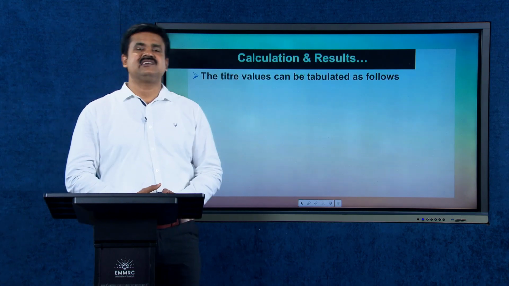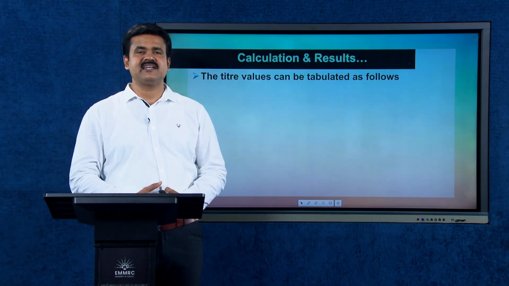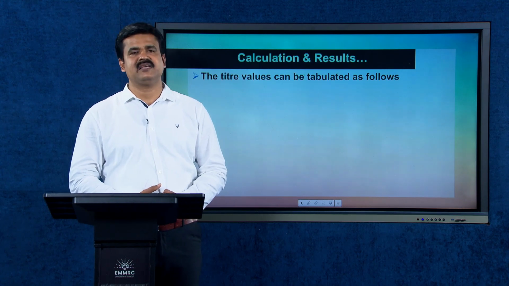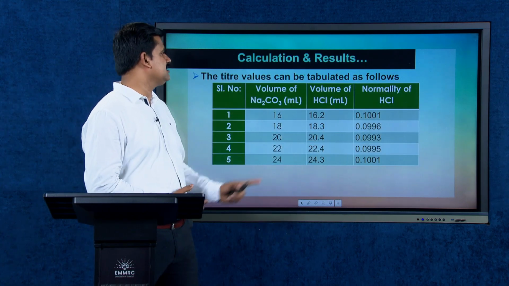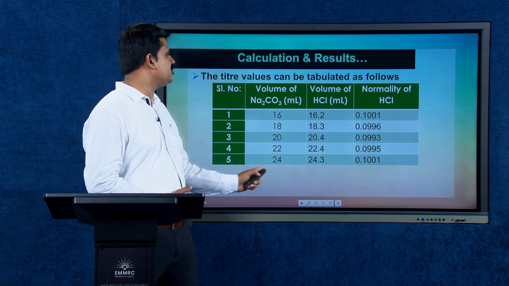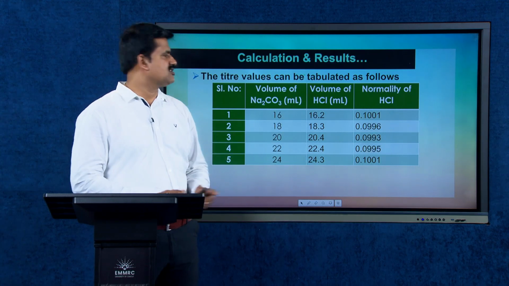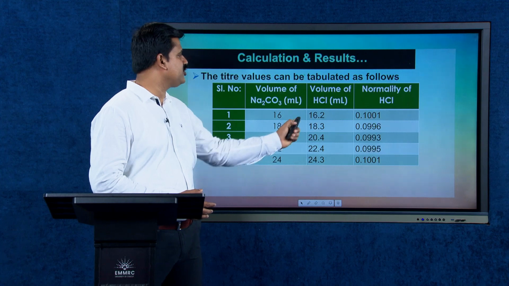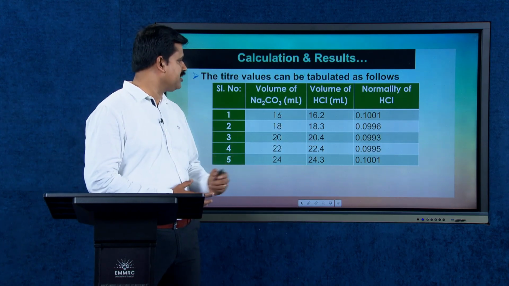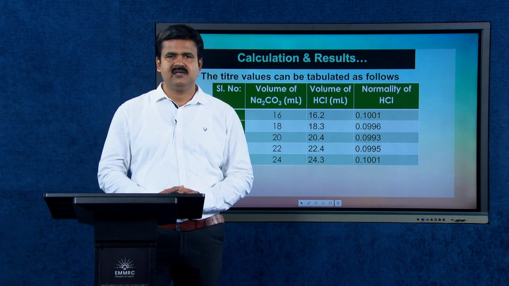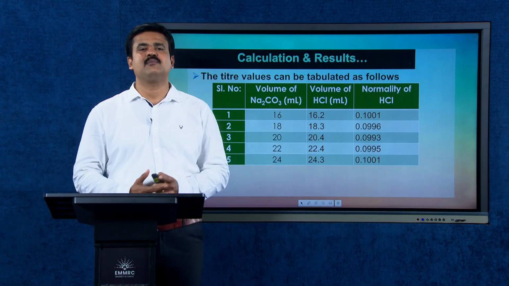Now, the titer values, that is the values we got during the double titration between HCl and sodium carbonate, can be tabulated like this. Volume of sodium carbonate: 16, 18, 20, 22, 24. Volume of HCl, that is the end point of the reaction. Corresponding end points are 16.2, 18.3, 20.4, 22.4 and 24.3.